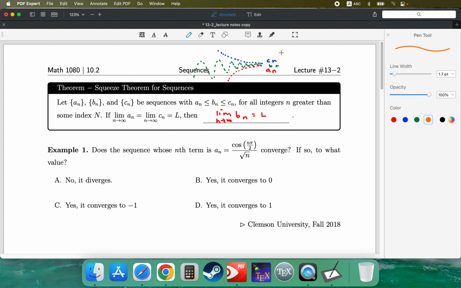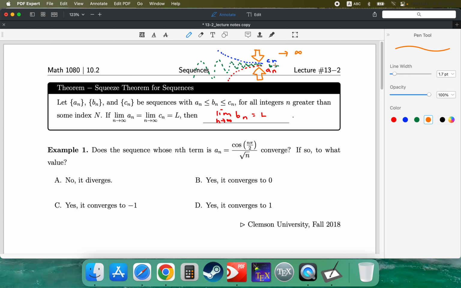So you can see that as n goes to infinity, the limit of a sub n will approach a number, and that number is the same as the limit of c sub n. They will approach the same number. Now, since b sub n is between a sub n and c sub n, you can see that b sub n will go to the same number as well. That's why we call it the squeeze theorem. We squeeze these two sequences, so they will be the same value. If you have something in between, just like a sandwich, it will go to the same value.